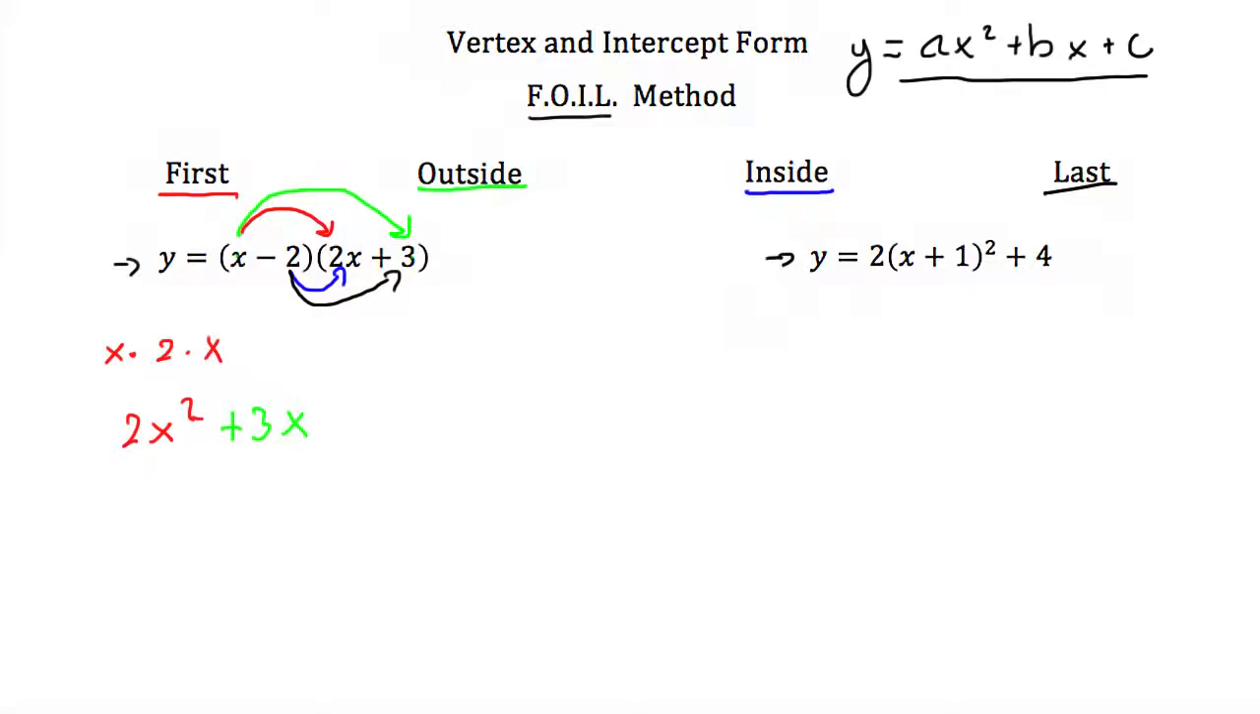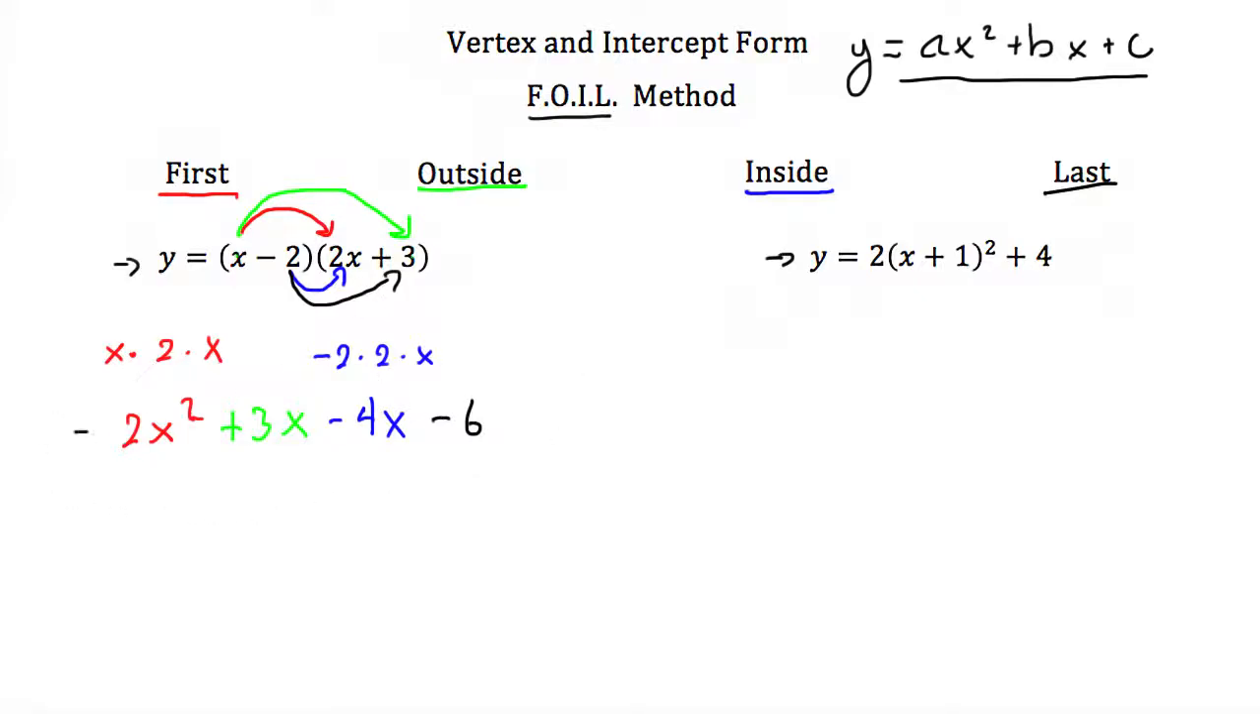Next we do our inside terms. We have a negative 2 and a 2x. That's the same as negative 2 times 2x, or a minus 4x. And then lastly, we do our last terms. We have a negative 2 and a positive 3. That's just negative 6.